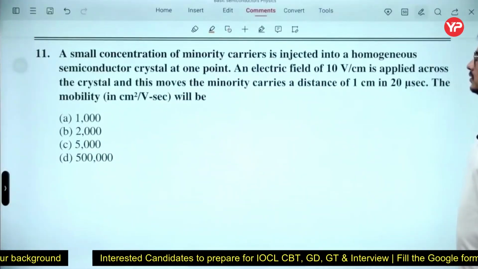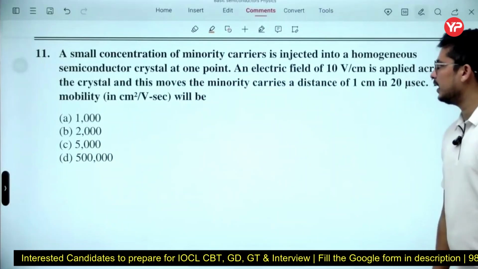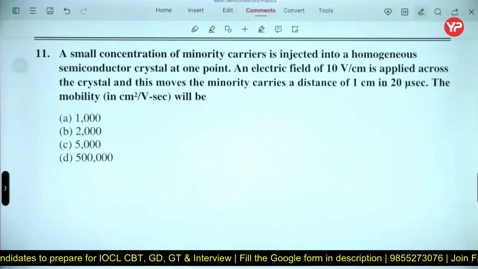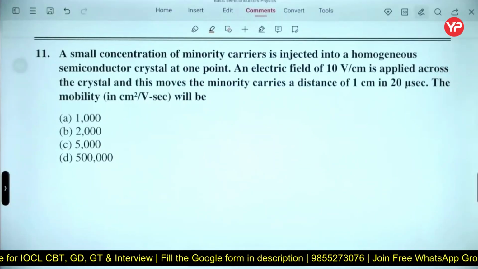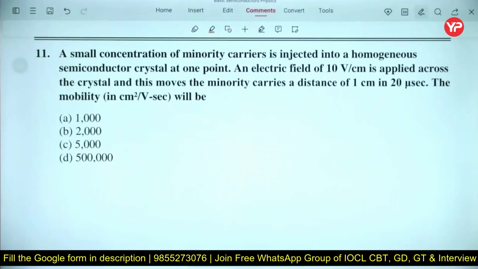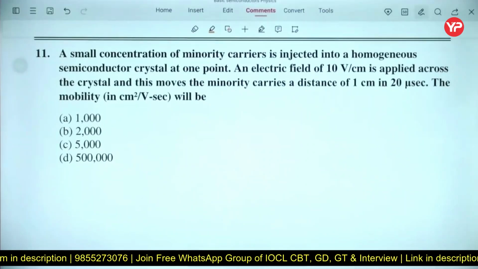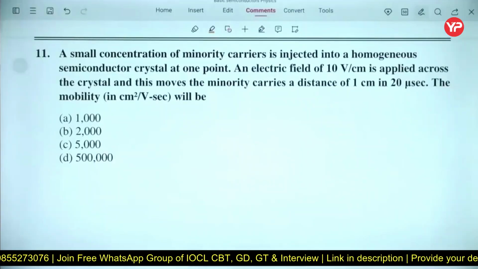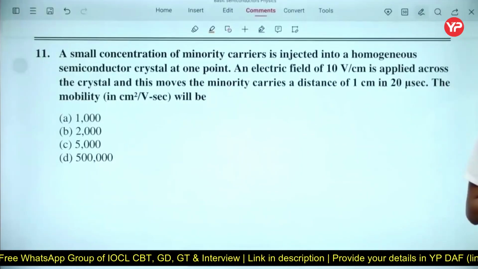Next question. A small concentration of minority carriers is injected into a homogeneous semiconductor crystal at one point. An electric field of 10 volt per centimeter is applied across the crystal. This moves the minority carriers a distance of 1 centimeter in 20 microseconds. The mobility will be? Do it.